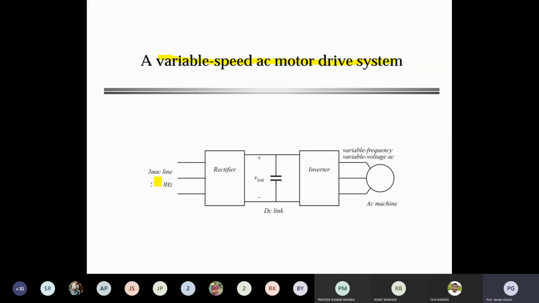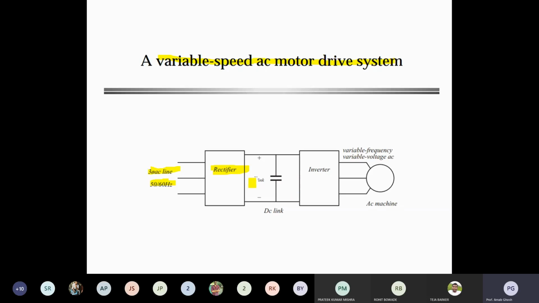Because the previous one was single phase AC, now it is three phase AC, like 50 or 60 hertz as per the convention. In India you can use 50 hertz, and in other countries you can make it 60 hertz. Then the rectifier will definitely be there. A rectifier is converting that AC to DC.